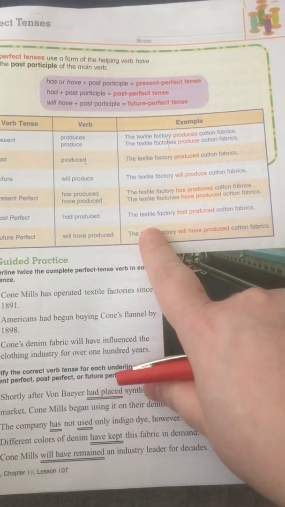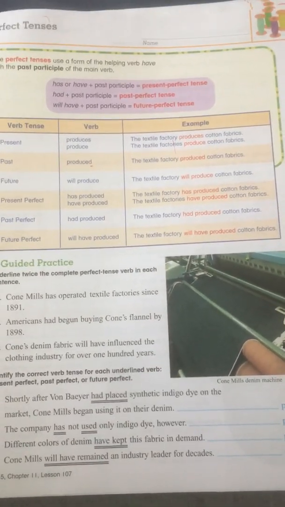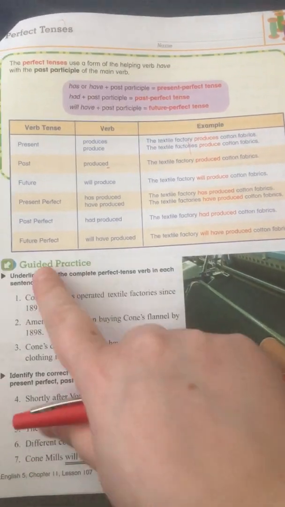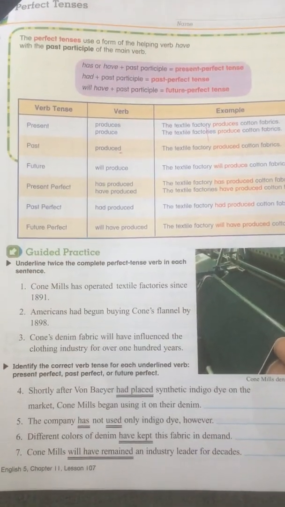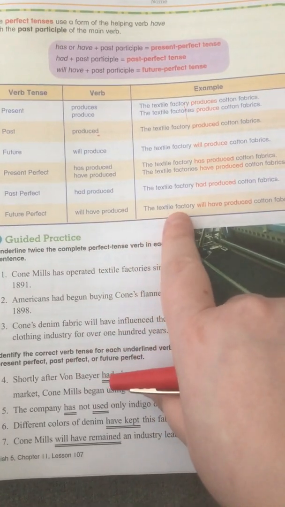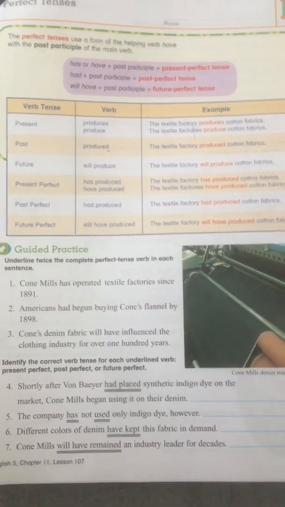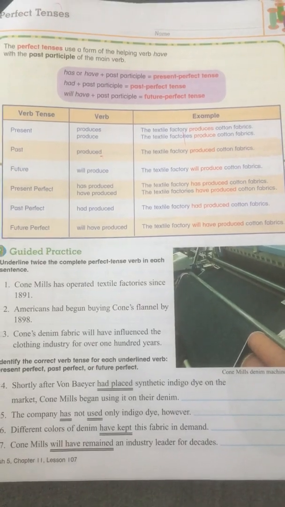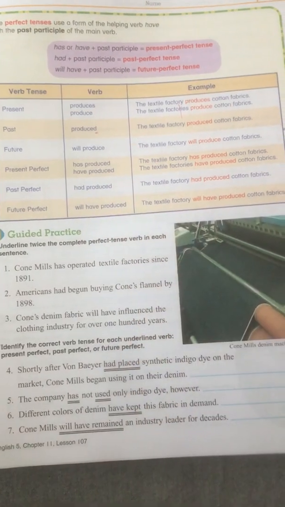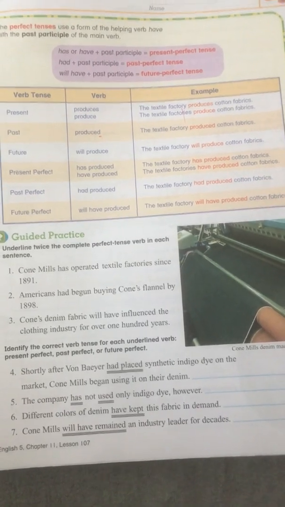With the past perfect, it's the factory had produced. So the action started in the past and ended in the past. It's already done. Kind of complicated, but English is a very interesting language. And then the final one we're talking about today is the future perfect, where it says will have produced. The factory will have produced cotton. So it's action that will start in the future and then will continue. Yeah, I know. So the words we're looking for when we're talking about the perfect tenses are has, have, had, and will have.